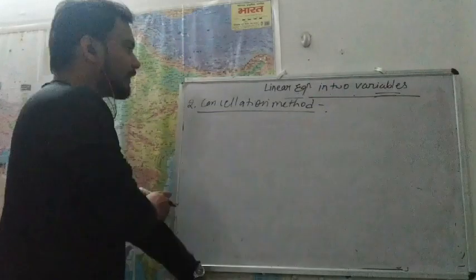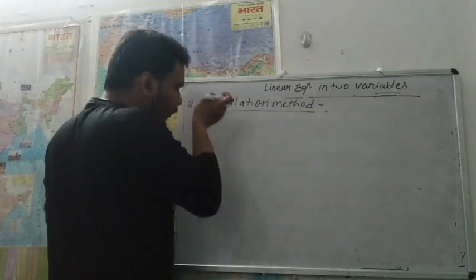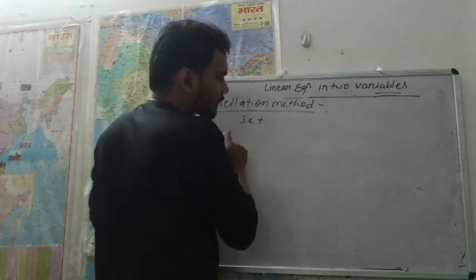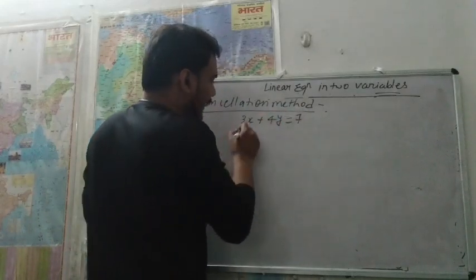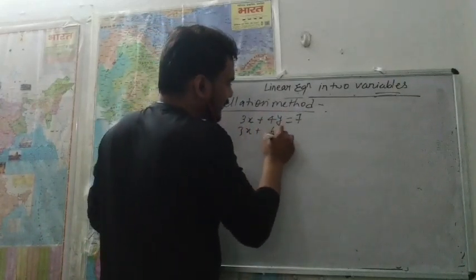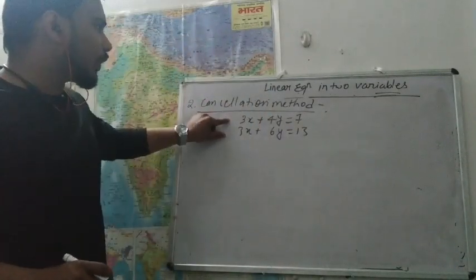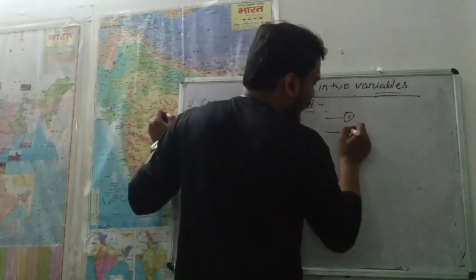In the cancellation method, let's take two equations to solve. Let's take the same equations, that are 3x plus 4y is equal to 7 and 3x plus 6y is equal to 13. Now we are going to solve these two equations with the cancellation method. So there is equation number 1, equation number 2.